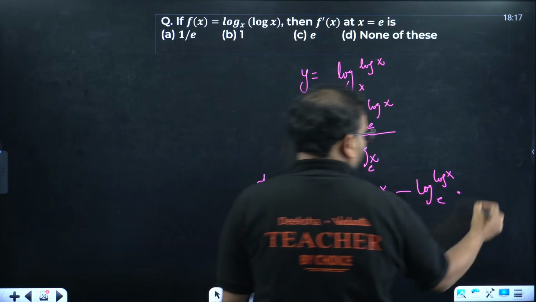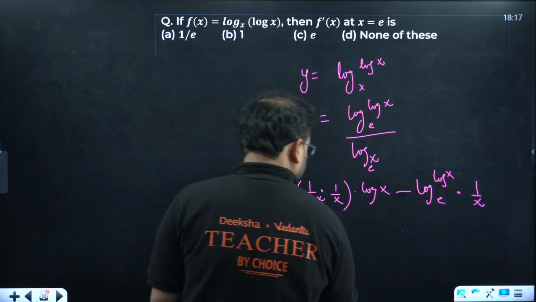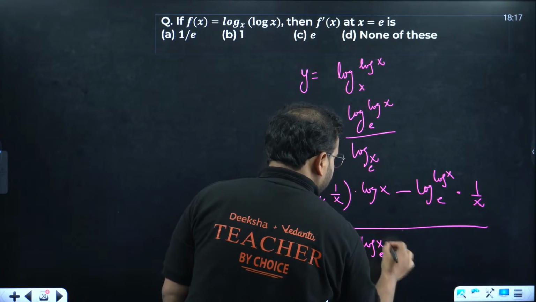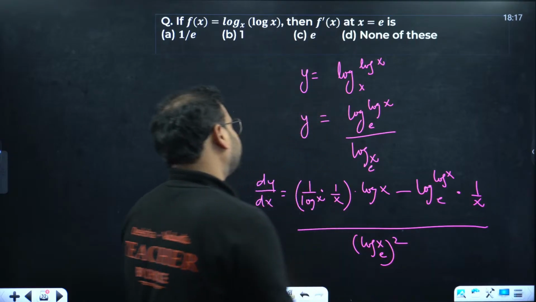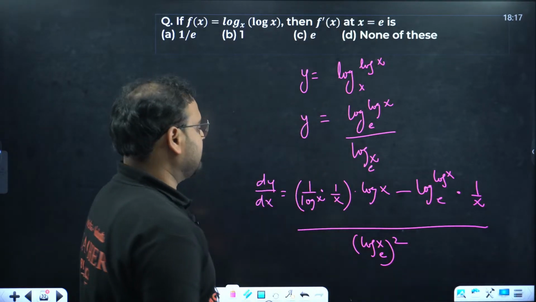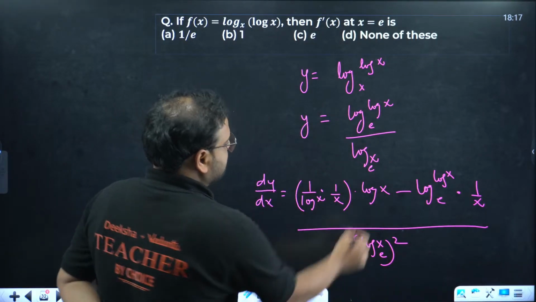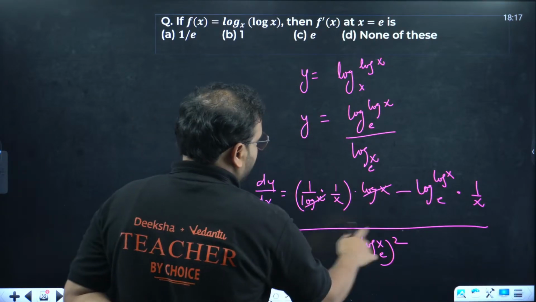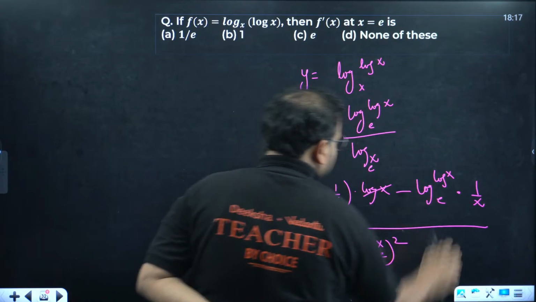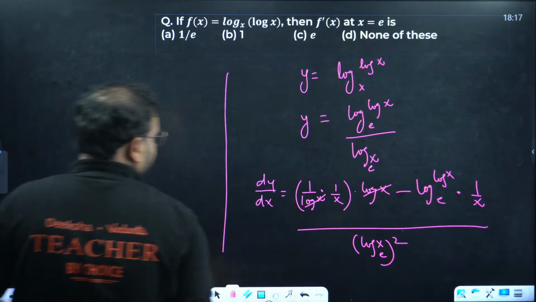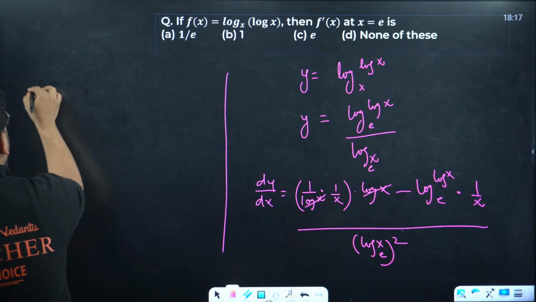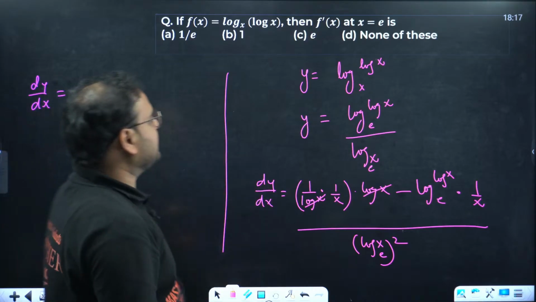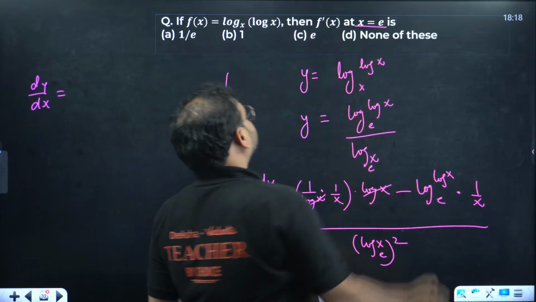Differentiate this log. You're going to get 1 by x divided by log x with the base e, whole square. Right? This is the answer. Check. This is getting cancelled, sir. This is getting cancelled. And also, you can see 1 by x is common. So you're getting this value. If you want, you can just start putting the value x as e also. You'll get the answer.